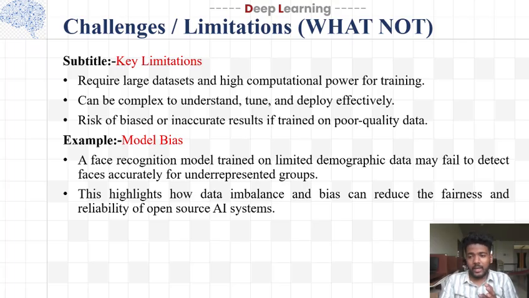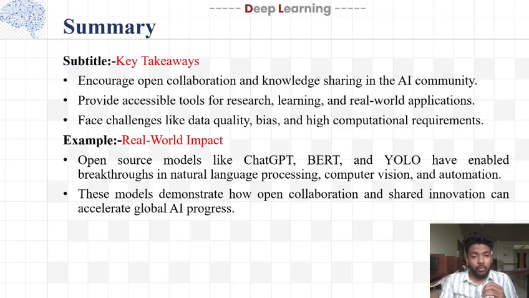The next part is the summary. What we have to take from this, which I have mentioned in three points, is that we have to encourage open collaboration. We have to deploy open source models over the internet, so we can access them for research, learning, and real world applications. And the challenges we face are data quality, bias, and high computational requirements.